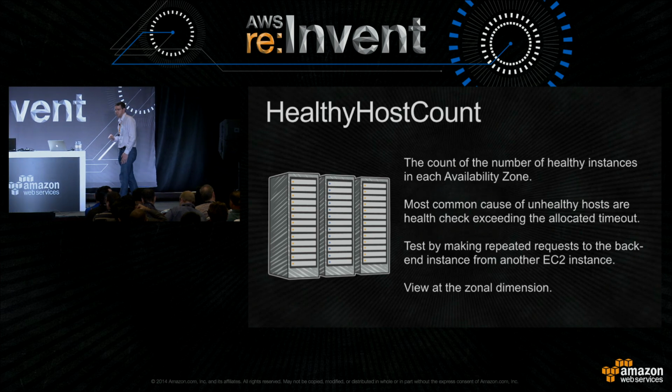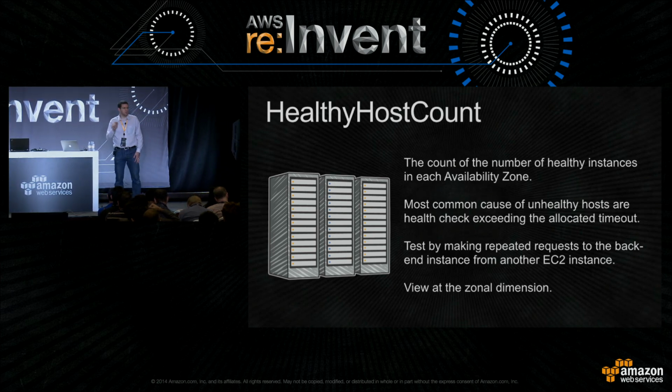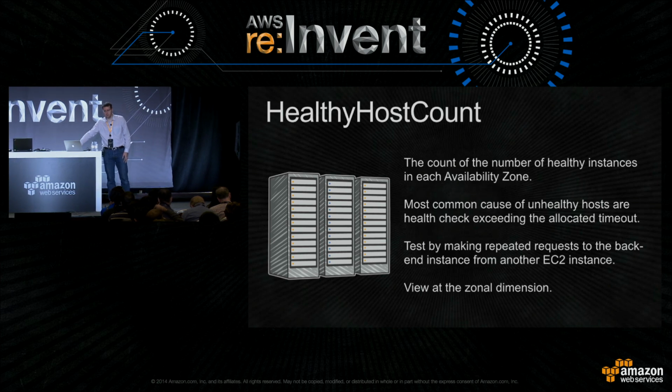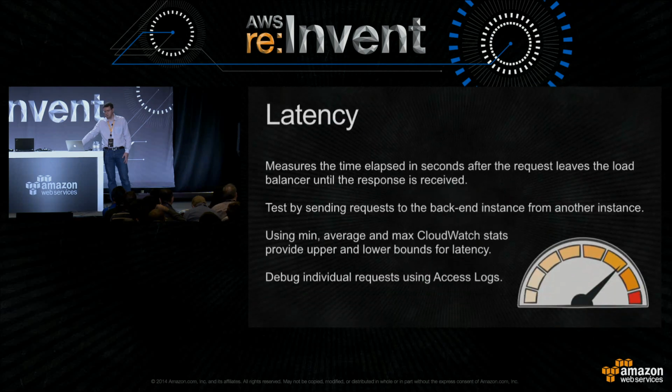One good thing to do is to test from another EC2 instance and just see what that health check's doing, and you can understand why it's failing. Obviously, anytime you see unhealthy hosts on your load balancer, it's not a good thing. You should always try and make sure they're always healthy.